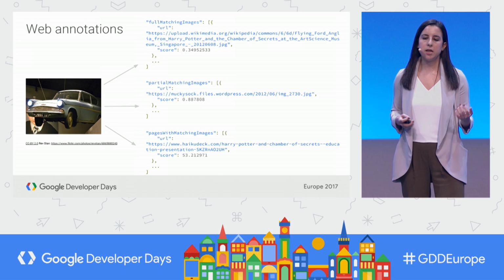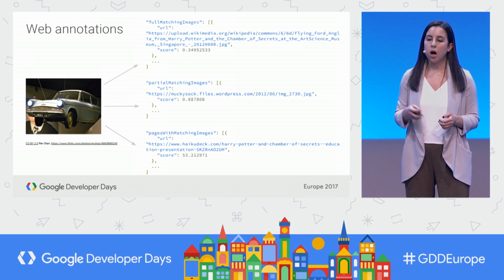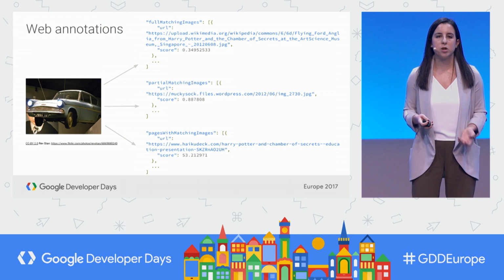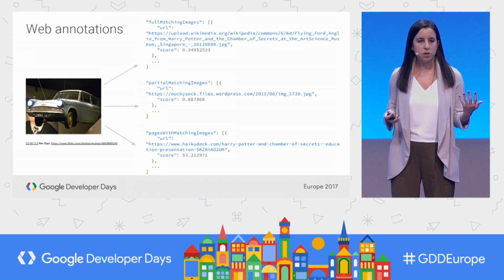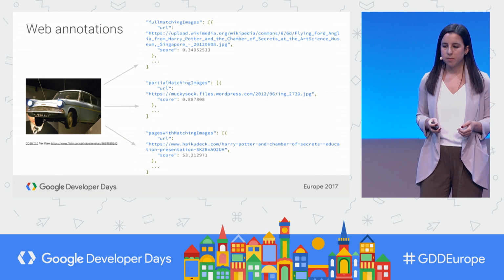We also get, in addition to the entities, the web annotations endpoint will give us additional details on the image. So we'll get all the URLs where this image has been found on the web. So this is really useful if you have an app where users are uploading images, and you want to make sure that this image is theirs, it's unique, it hasn't been seen before. You can use full matching images to guarantee that.